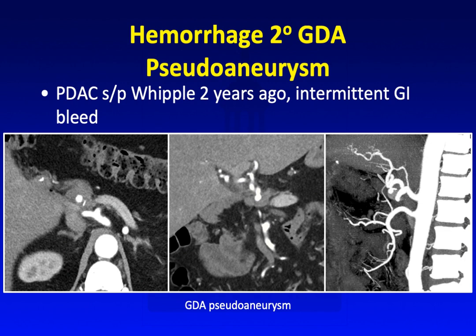This is another patient who had a Whipple, intermittent GI bleed, and it's also due to a GDA pseudoaneurysm. These pseudoaneurysms can be very subtle, such as this case is only about 2 to 3 millimeters big that you can see on the axial. You can kind of appreciate it on the coronal. Again, you have this abnormal outpouching at the location of where the GDA used to be. And when you look at it on the MIPs, you can see that a little bit better.